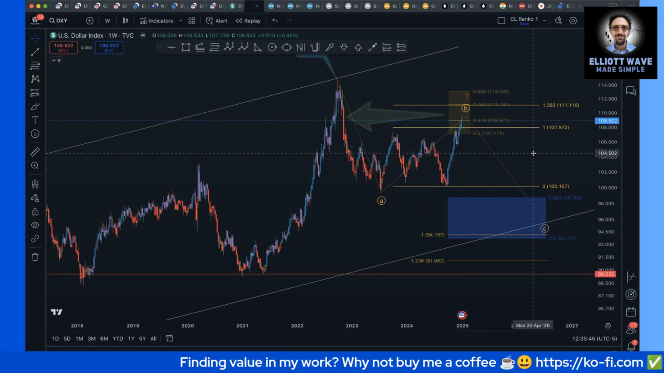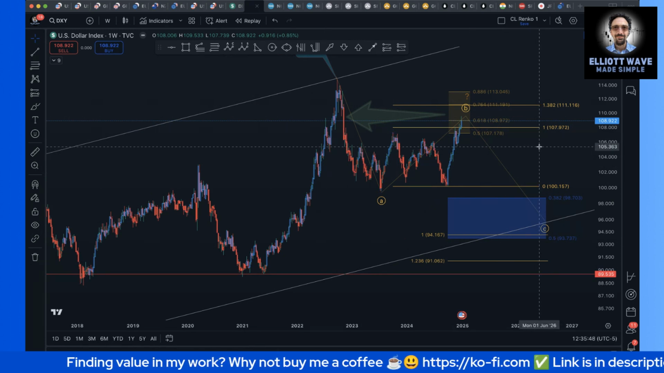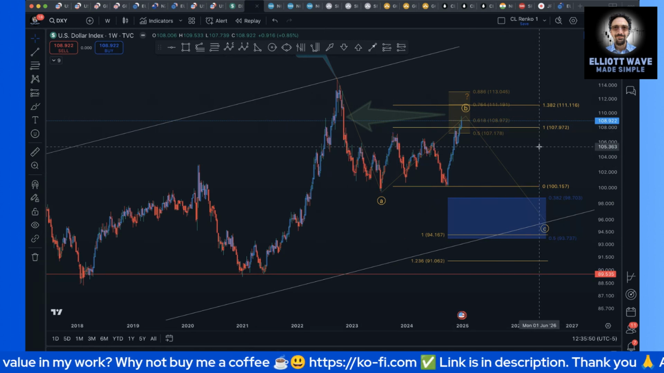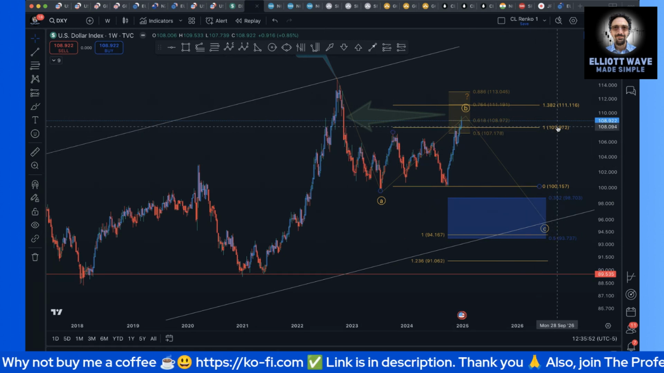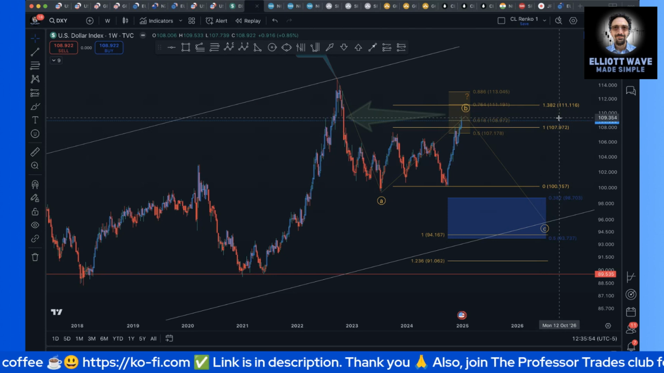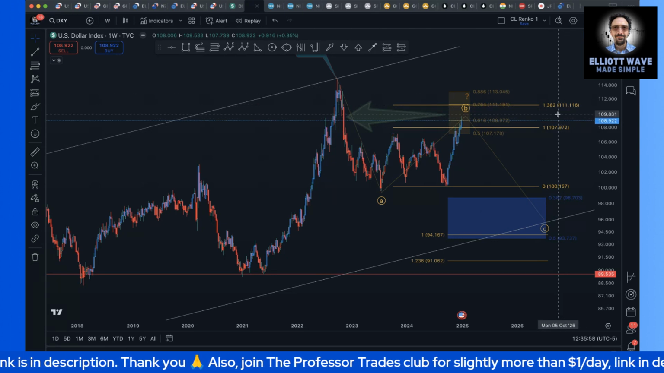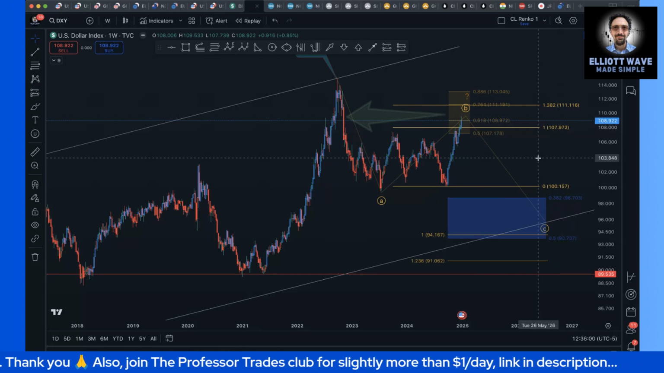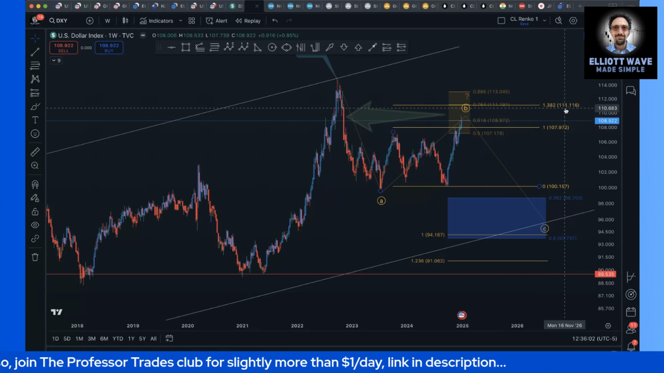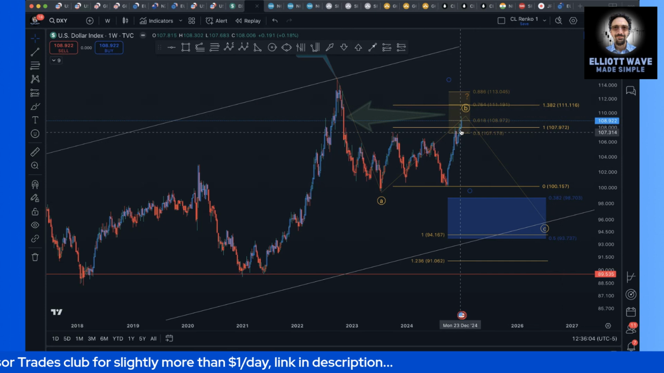I keep talking about yellow fibs and how, if I'm tracking a three-wave move, I'm tracking using the yellow fibs. I'm looking for the 100 fib, the 1236 fib, or the 1382 fib, which are the typical fibs that create the resistance for three-wave moves. So, that's 111.11. It's already heading up there.